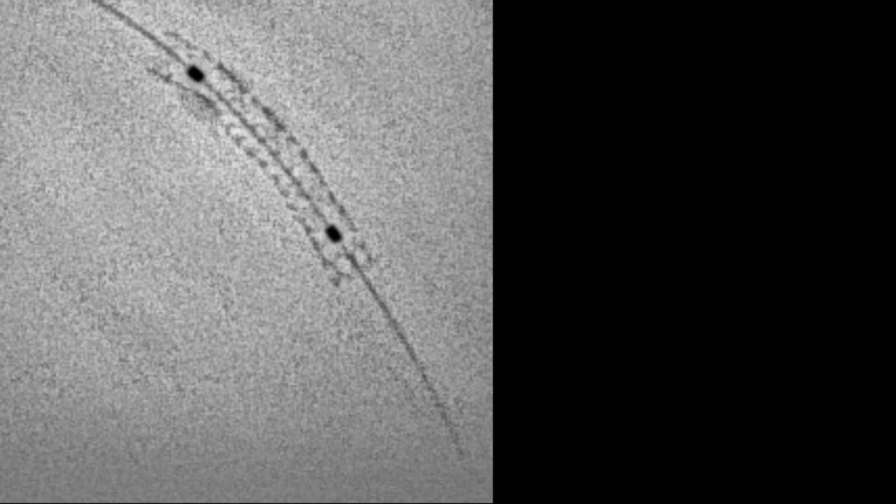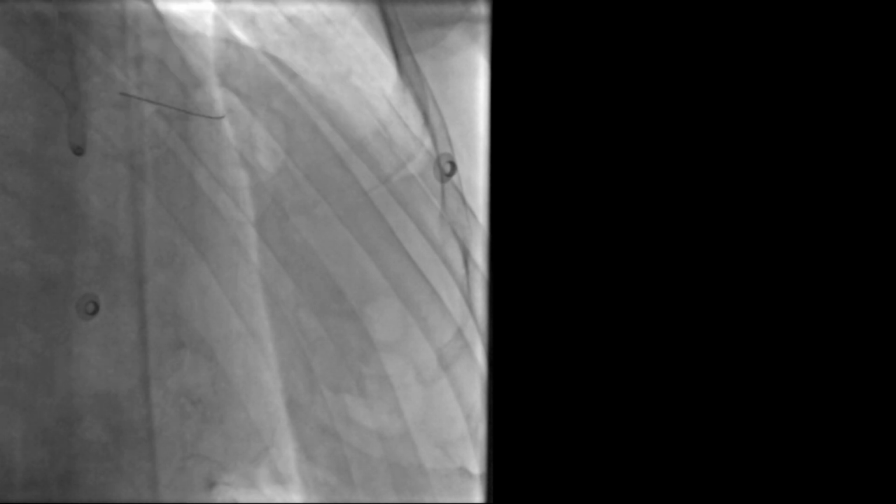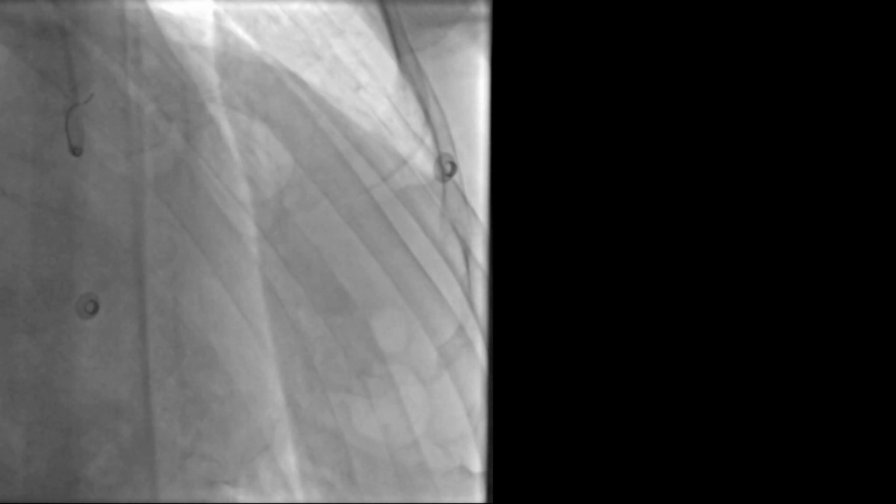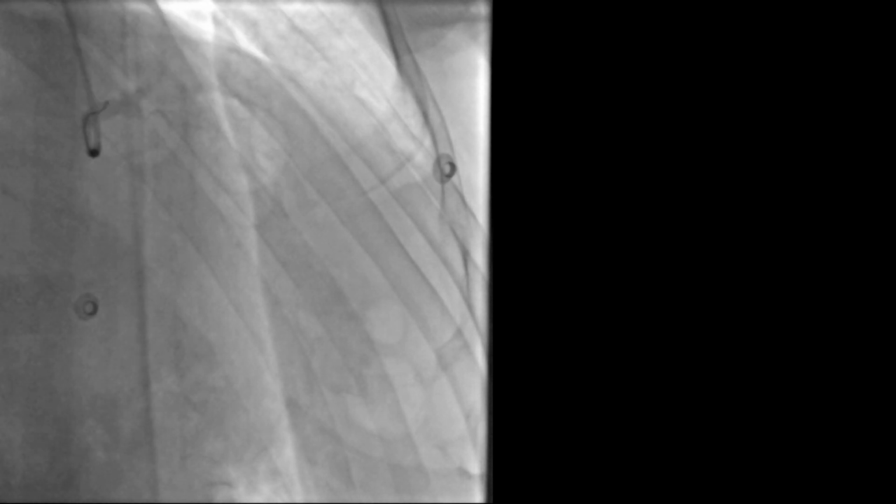Finally, to ensure perfect position, we perform multiple post-dilations with precision. Here is the final angiographic result. A patient who presented with an acute MI now has restored blood flow in both major arteries and is hemodynamically stable.